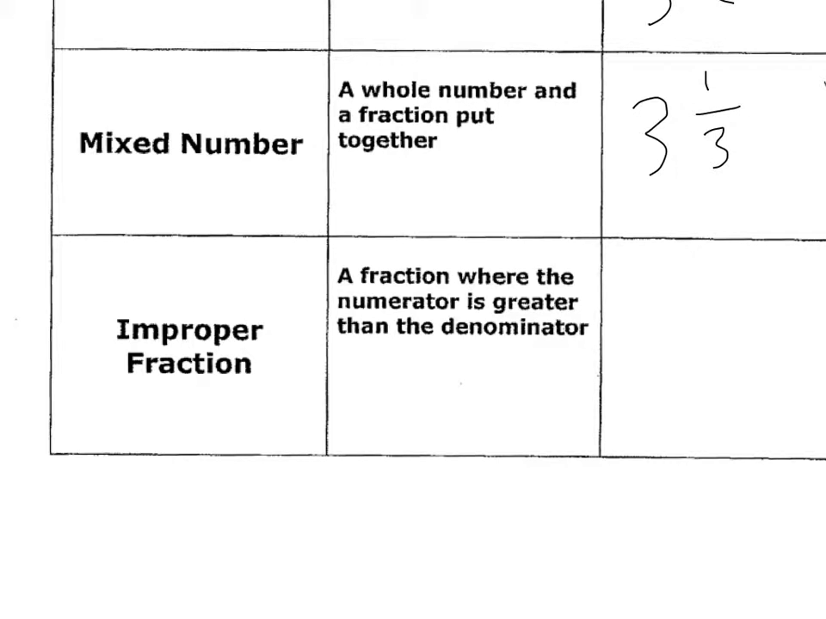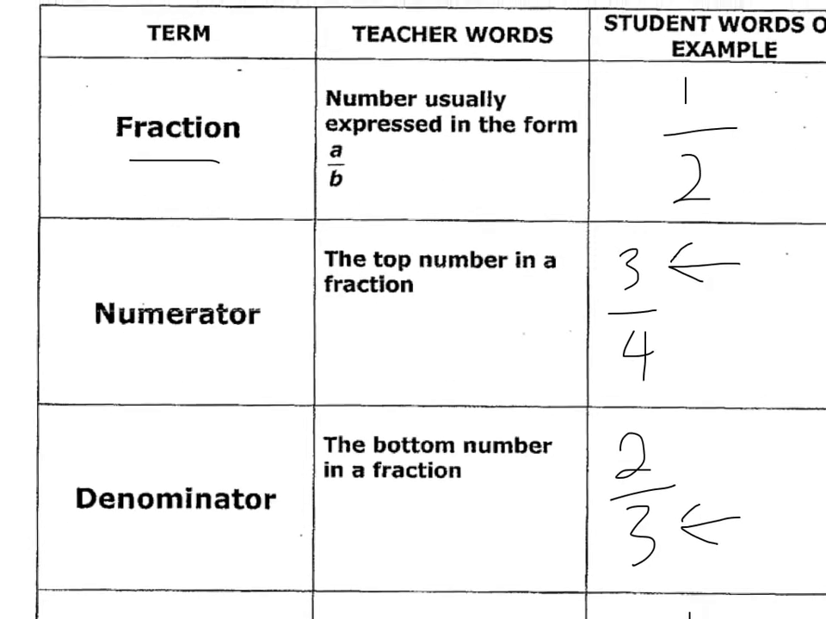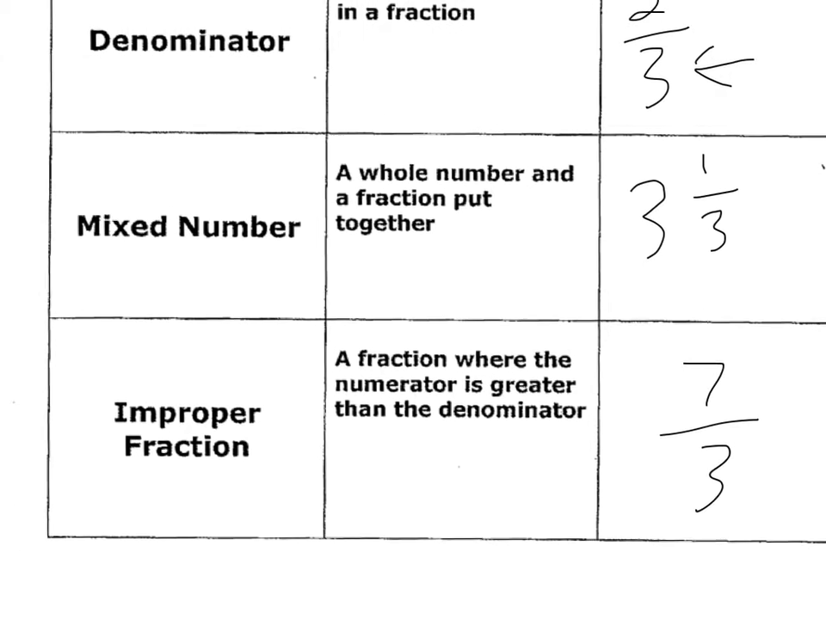Now an improper fraction is a fraction, remember a fraction being a over b, where the numerator is greater than the denominator. So your numerator, being the top, could be something like 7, and your bottom would be 3. You just have to have something where the numerator is greater than the denominator. So make sure you familiarize yourself with these 5 different things. Very important to know.